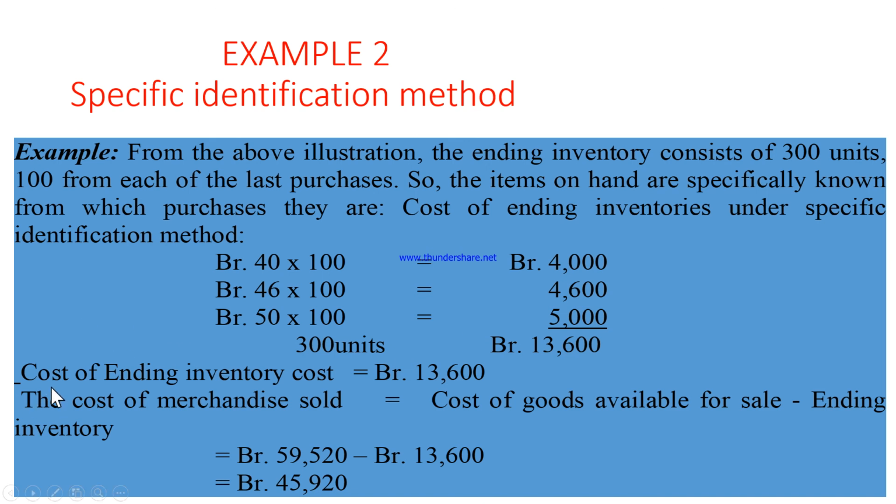The cost of ending inventory is equal to 13,600. The cost of merchandise sold is equal to the cost of goods available for sale minus ending inventory. The cost of ending inventory is 13,600 and the cost of goods available for sale is 59,520. Here, minus 13,600.